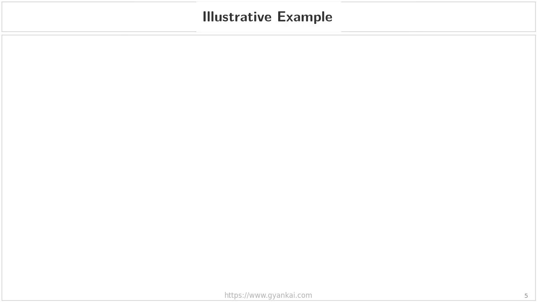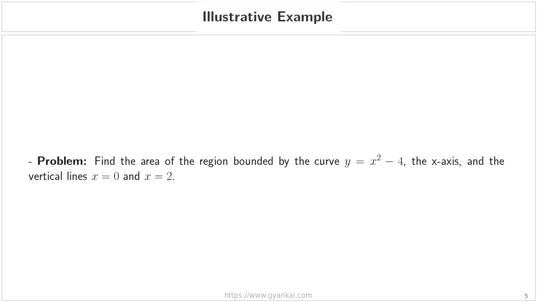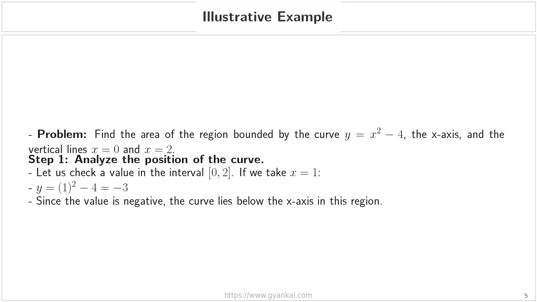Illustrative example. Here is our problem. We need to find the area of the region bounded by the curve y equals x squared minus 4, the x-axis, and the vertical lines x equals 0 and x equals 2. Step 1, we must analyze the position of the curve.